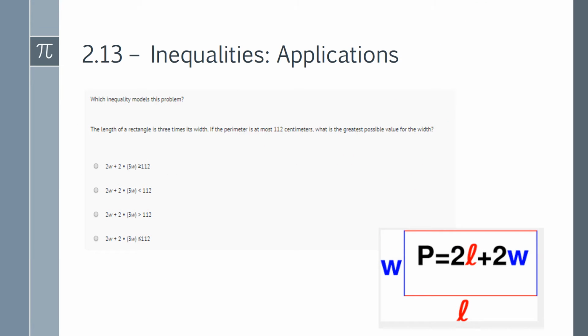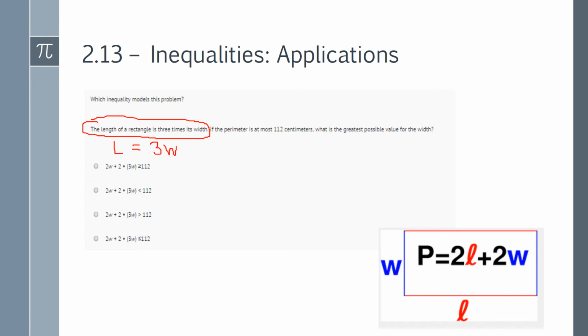All right, so which inequality models this problem? We've got the length of a rectangle is 3 times its width. So this first one, notice in this sentence, there's no inequality here. If it's just the word is as your verb, then you're looking at an equation with an equal sign. So length is 3 times its width.